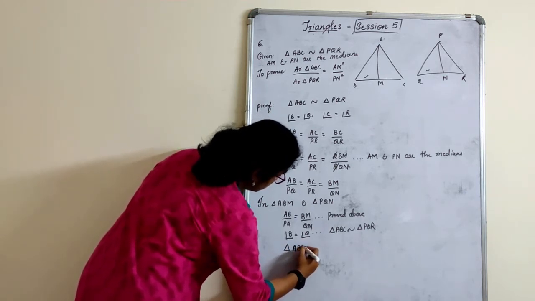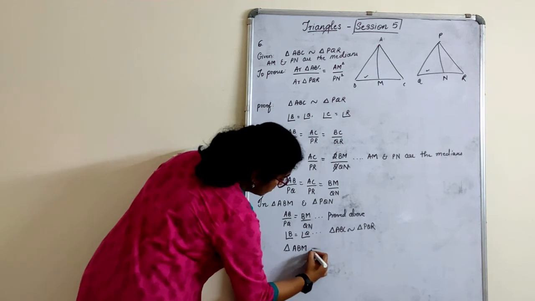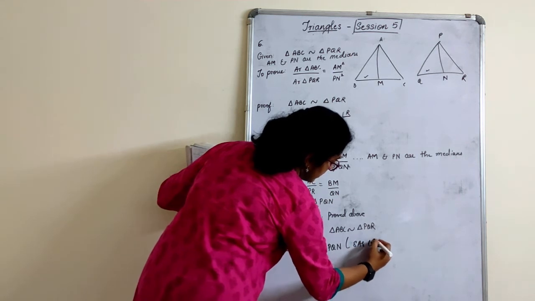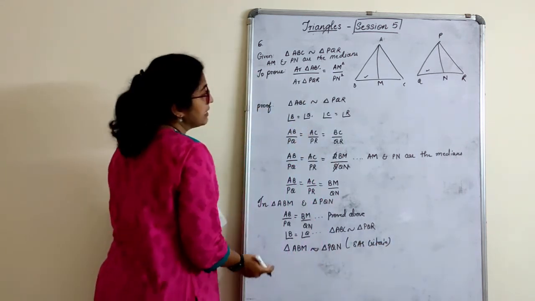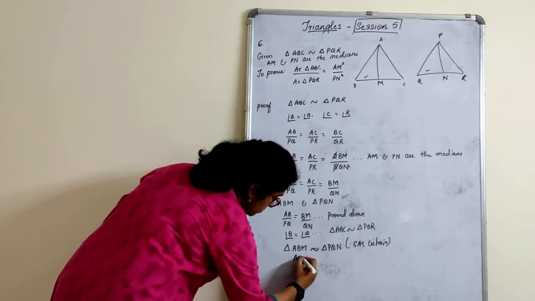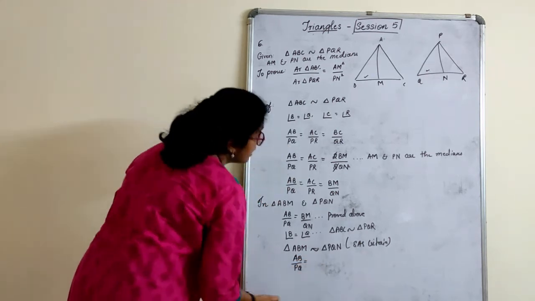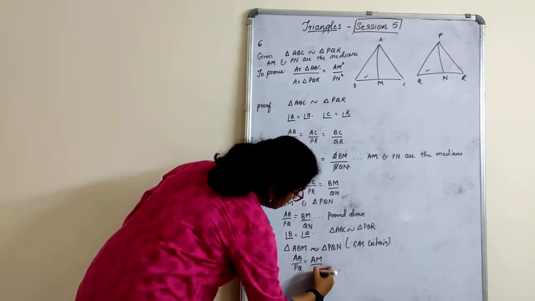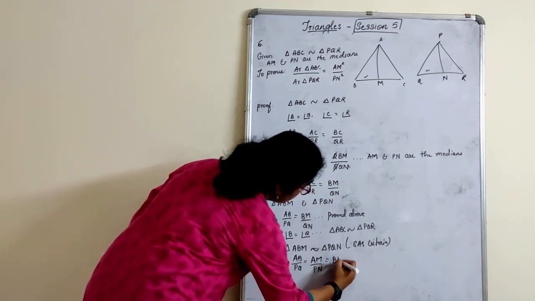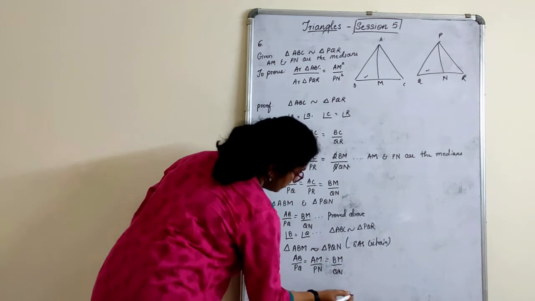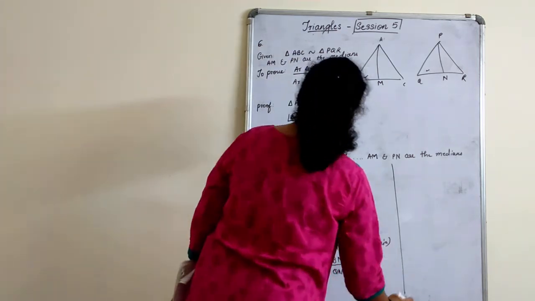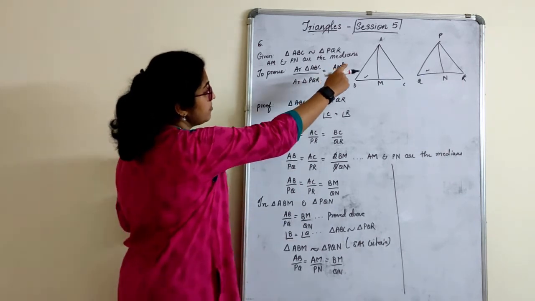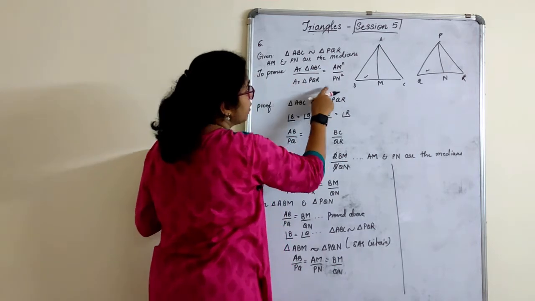Triangle ABM is similar to triangle PQN by SAS criteria. From this I can tell that AB by PQ is equal to AM by PN is equal to, if you want, BM by QN. Keep this as this. Okay. Now what we have to prove? Area of triangle ABC to area of triangle PQR.